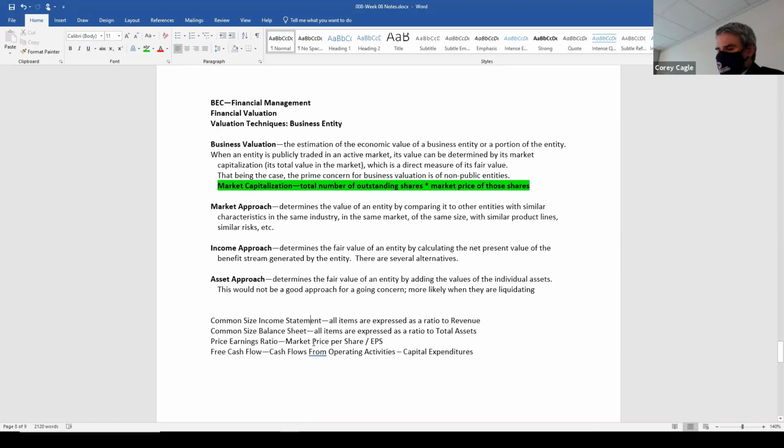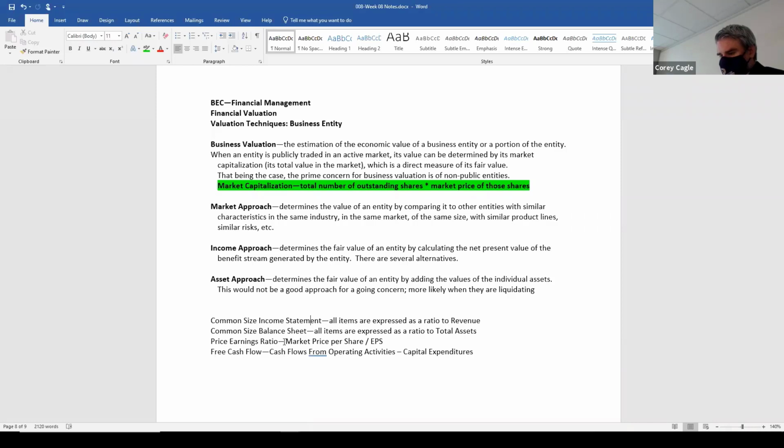Price earnings ratio, I think we may not have talked about this yet. I don't think we have. It's a good thing to know. Price earnings ratio is the market price per share of a stock divided by the earnings per share on that stock.